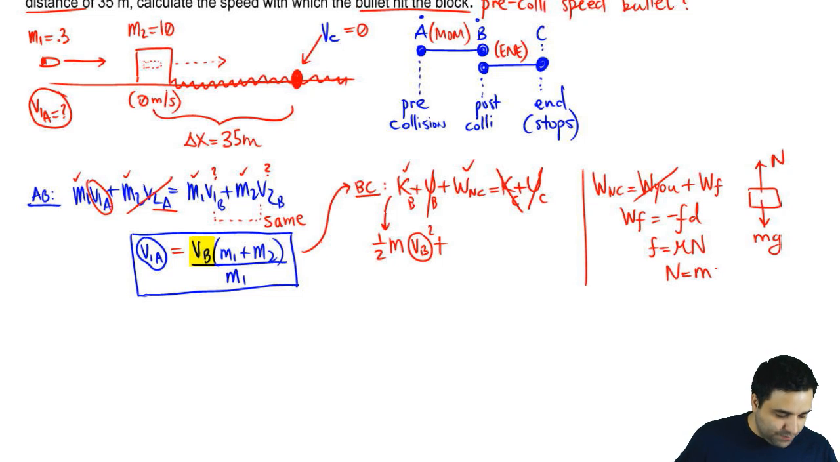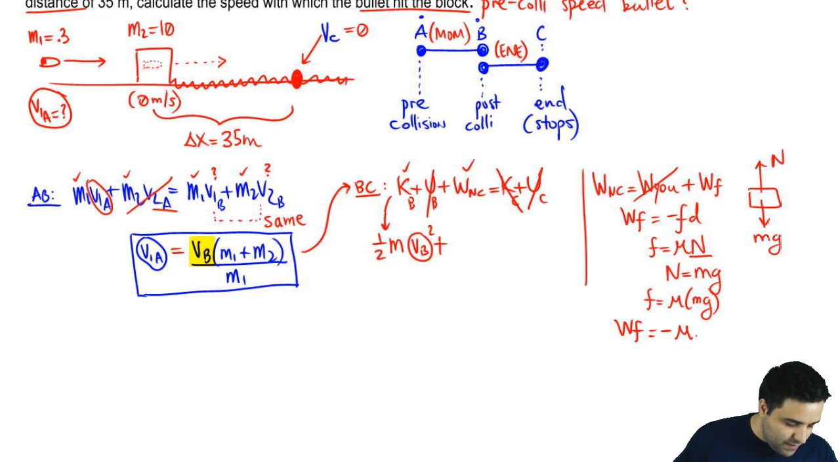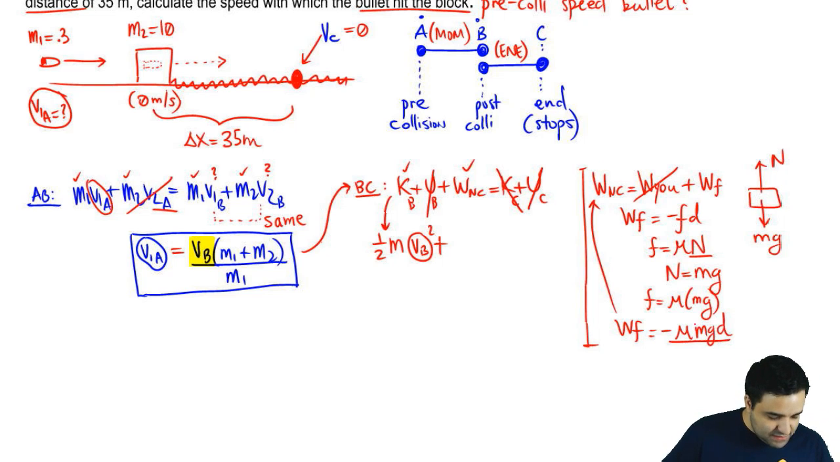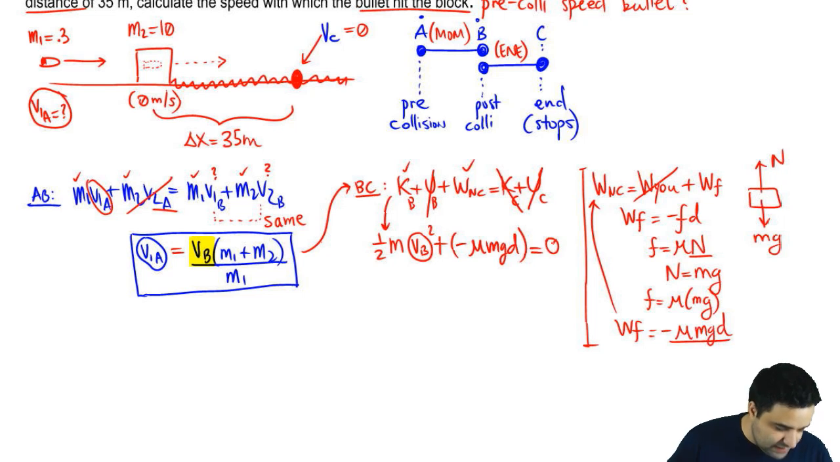is equal to mg. So now we're going to work our way back. If normal equals mg, then friction is mu mg. And if friction is mu mg, then the work done by friction is negative mu mg d, which is also the work done by non-conservative forces. You have to be good at doing all that. And this is what goes right here. Negative mu mgd equals 0.